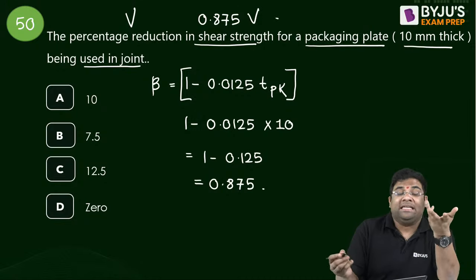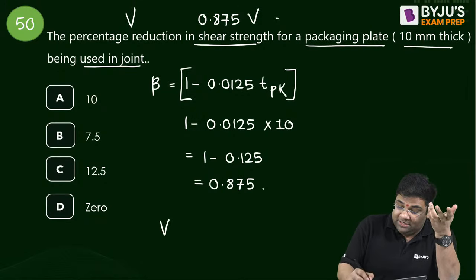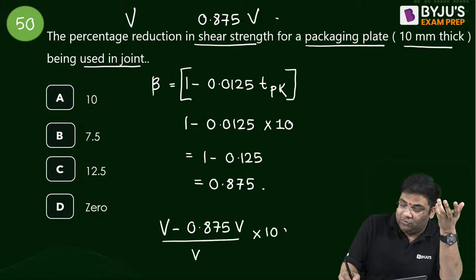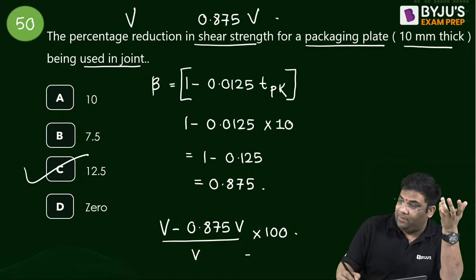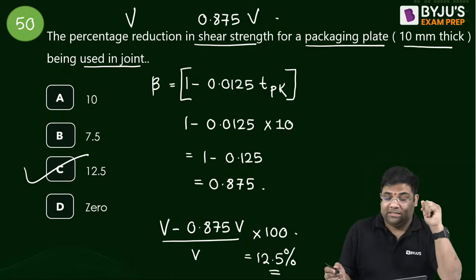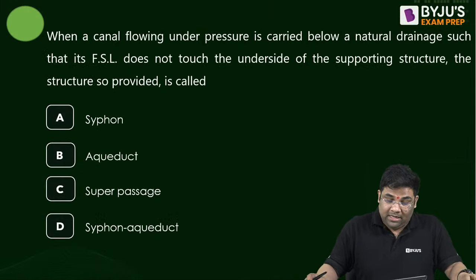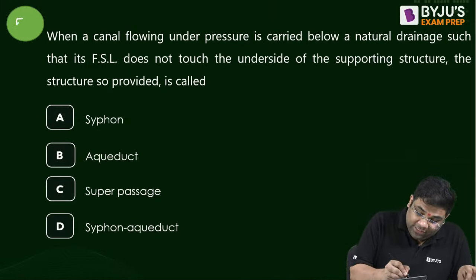So what is the reduction percentage? It is V minus the reduced value, divided by the original value, into 100. So how much are you getting? You are getting 12.5%. Understood this question? I have discussed this in your steel structures video also, the shear strength and all. Okay. Next is the 51st question.